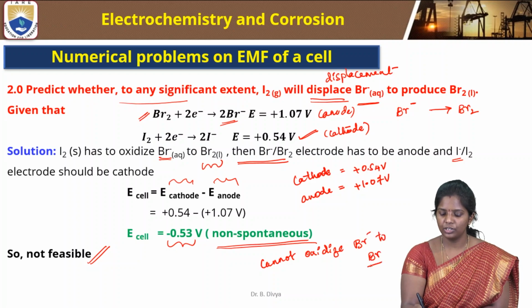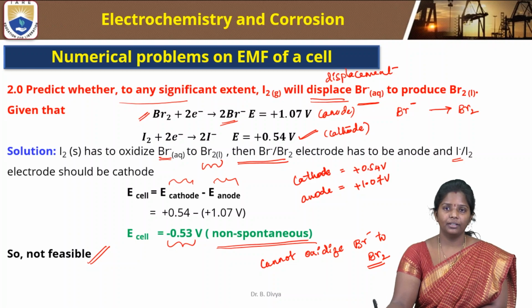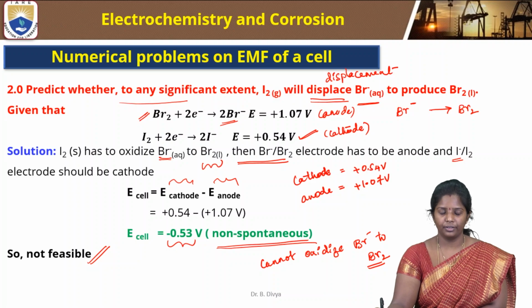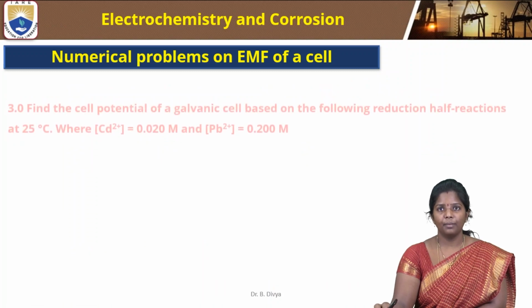So that is the conclusion we have to give. Depending upon the E cell, the spontaneity can be predicted and we can understand whether the reaction is feasible or not. So these are the non-metallic reactions that are going on. Next, let us see the other example.